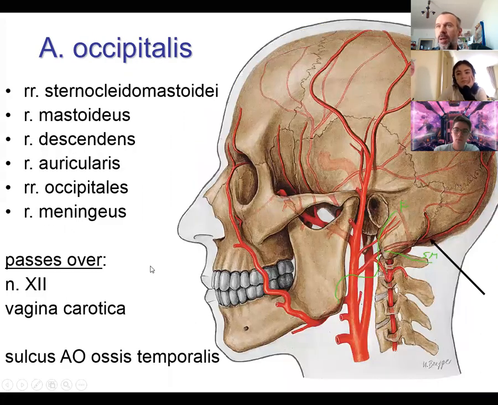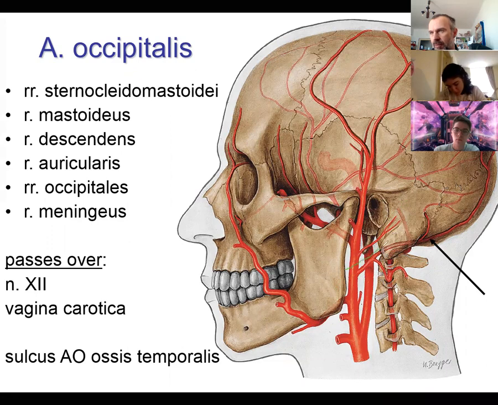If not, we can continue to the occipital artery. The occipital artery branch is still in the neck, so below the level of the muscle. So here we have the level of the posterior belly of digastric. So the occipital artery branch is below and the posterior auricular above, so already in the head.